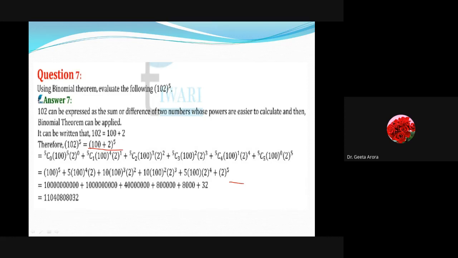So we can take x plus y raised to power 5, open the formula, 5C0 x^5, 5C1 100 raised to power 4, 2 raised to power 1, and so on. And using all these values, calculating numerically and hence finding out the sum, we can find out 102 raised to power 5. Right? So this is how we are doing it.